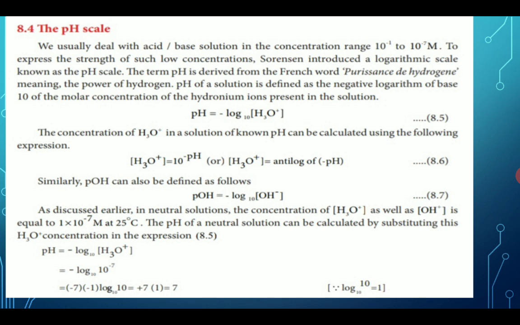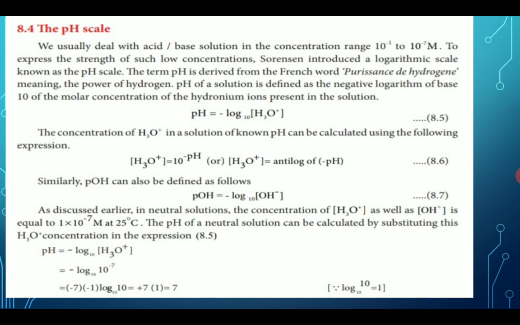The pH of a solution is defined as the negative logarithm of base 10 of the molar concentration of the hydronium ions present in the solution. The equation can be given like this: pH is equal to minus log base 10 of the H3O plus ion concentration, the hydronium ion. This is equation number 8.5. Please remember this. Often we will repeat the same equation.